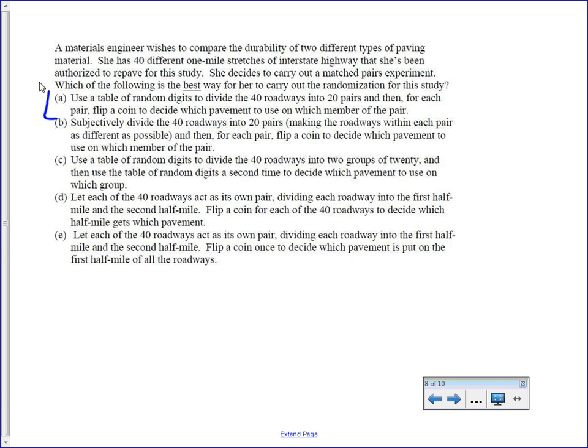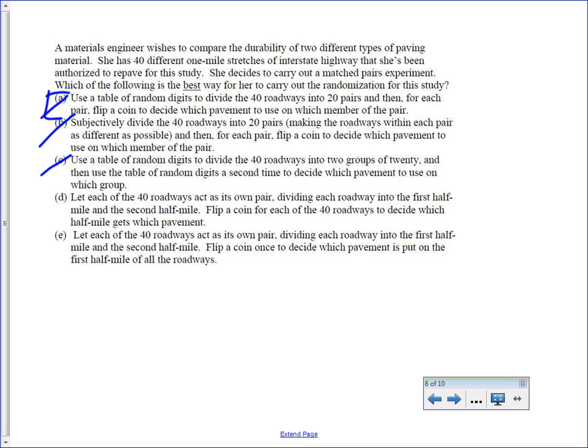pavement to use. That's not really a matched pair, because the whole point of matched pairs is that everything's the same, and if there are 40 different stretches of roadway, they're in very different places. So you're not matching anything. So that's out. Subjectively divide the roadways into 20 pairs, making the roadways within each pair as different as possible. Well, that's out right away, because the whole point of matched pairs is that the pairs are as similar as possible. Once again, use a table of random digits to divide the 40 roadways into 2 groups of 20, and then use a table of random digits a second time. This is just doubling your randomness, but it's still not matching them.